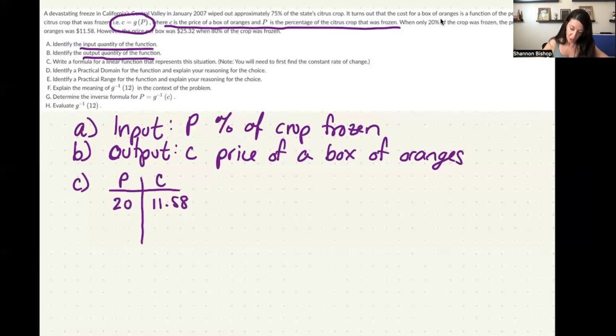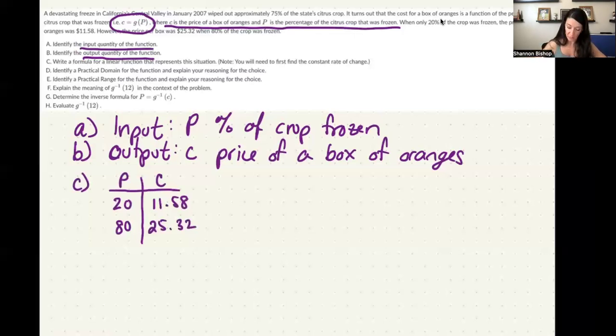If you keep reading, we find out that when 80% of the crop is frozen, the price goes up to $25.32. So those two values also go together. When 80% of the crop is frozen, the cost goes up to $25.32. Okay. So again, I'm just organizing my information so that I can figure out my constant rate of change.